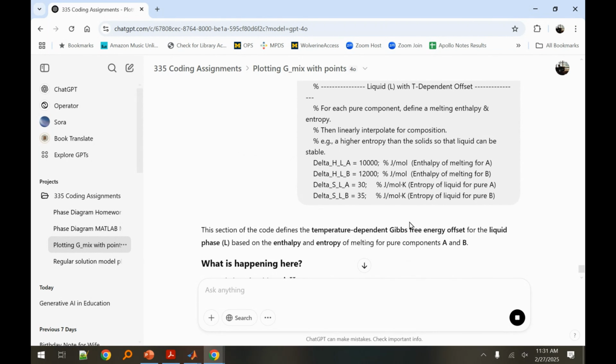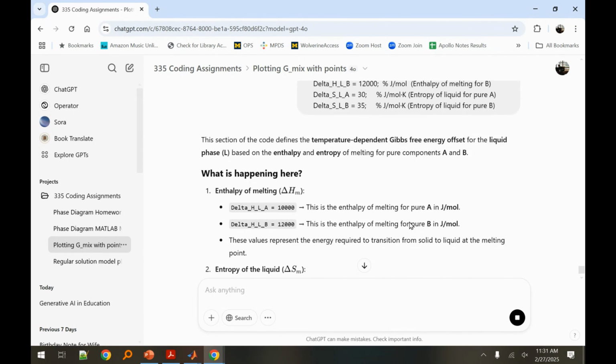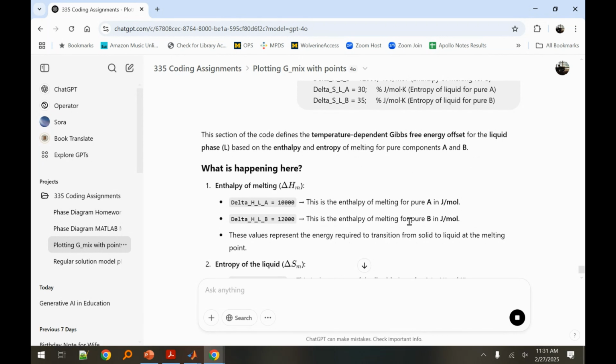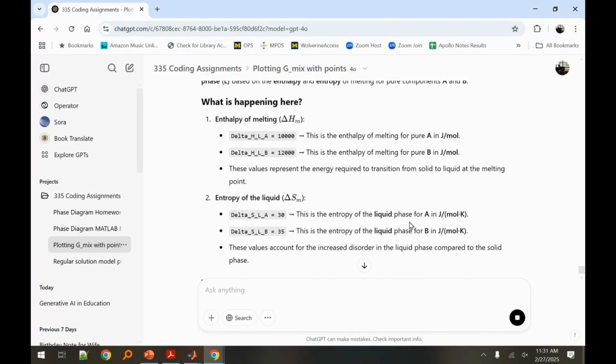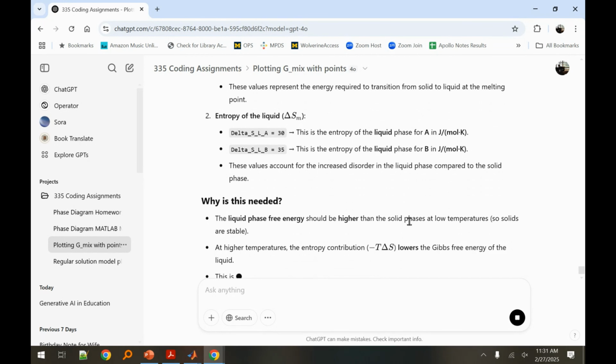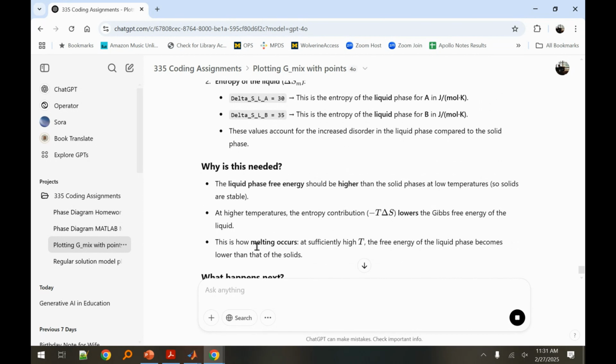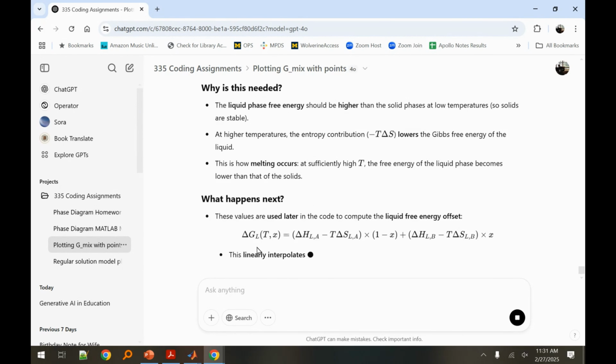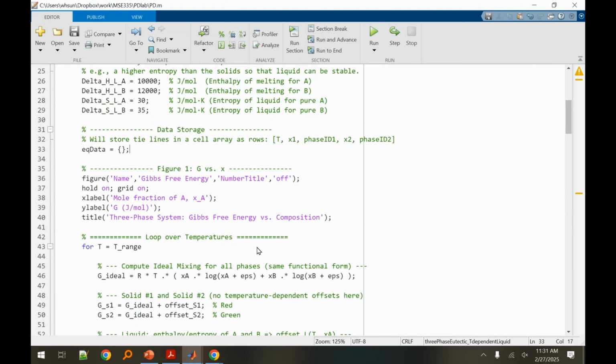You can have it explain conceptually why it's doing this. Why is this needed? The liquid phase free energy should be higher than the solid phase at low temperatures. At high temperatures, the entropy contribution pulls the Gibbs free energy of the liquid down. That's awesome. This is fabulous, right? And if students don't get it, you can read through it, read every line, and understand what's happening. So this is also super valuable.